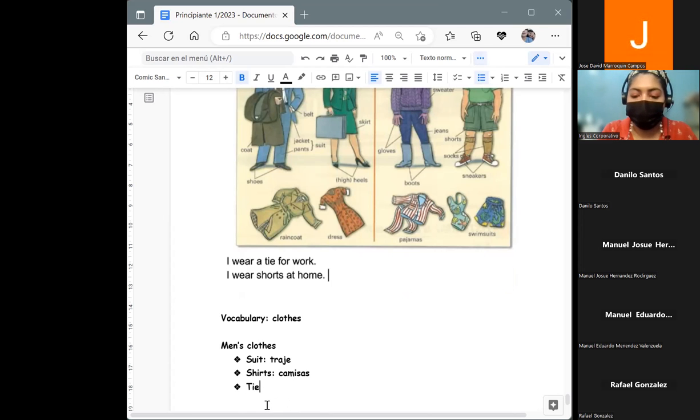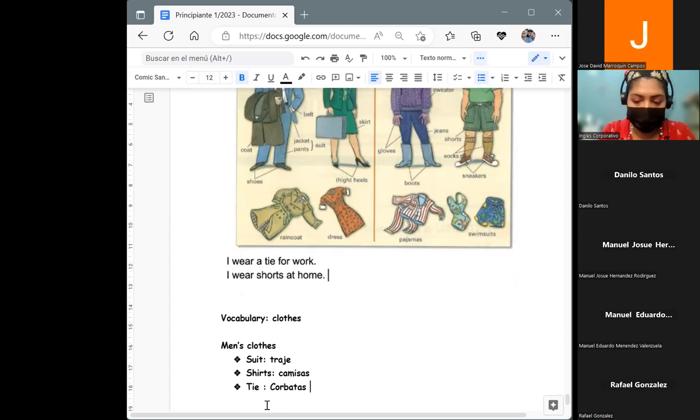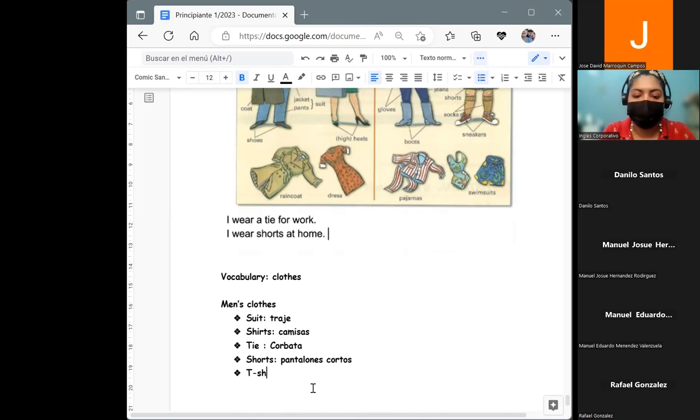Tie, o ties en el caso de que sea plural, que son las corbatas, o corbata en este caso, porque solo es una. Then we have also, vamos a hacer como una... podemos combinarlo. En este caso tenemos shorts, que son los pantalones cortos. T-shirt, que es camiseta. We have also, let's see what more we have on men's clothes.